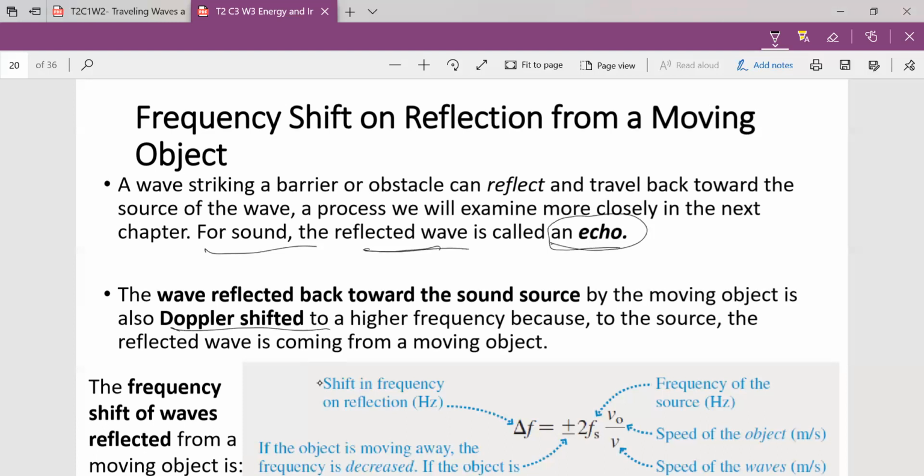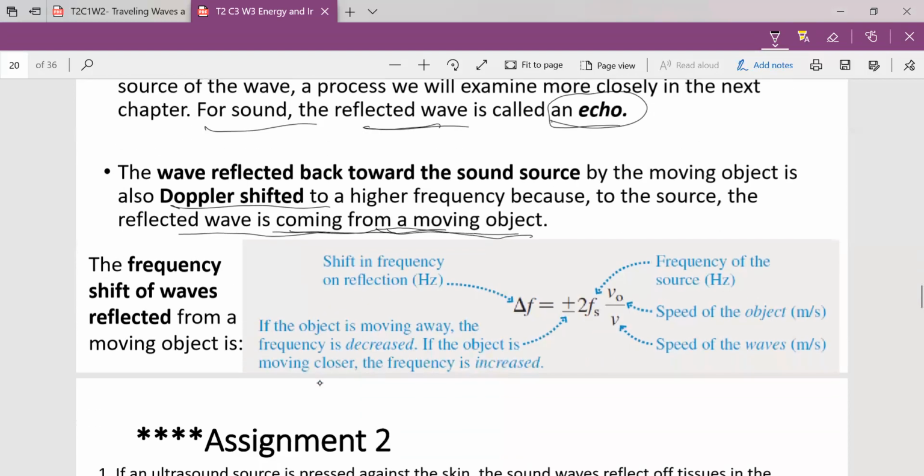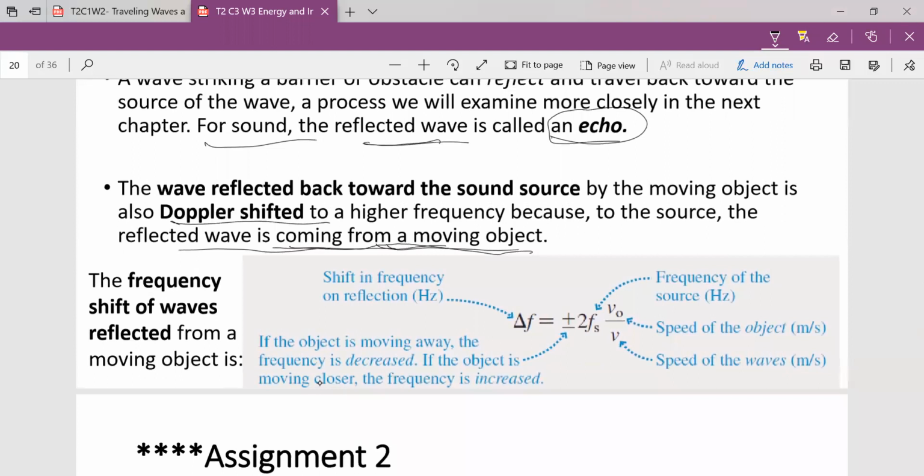to a higher frequency, because the source is going to view the reflected wave as coming from an object. So the frequency shift of the wave reflected back from an object is given as change in frequency equals plus or minus 2 f_s v_0 over v. That is, plus or minus 2 times the frequency of the source, the speed of the object, over the speed of the wave.